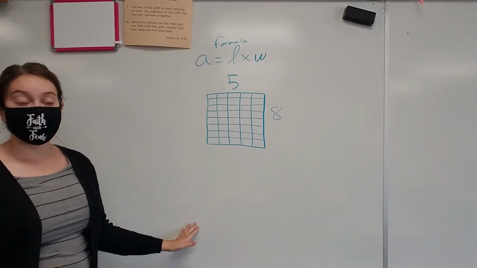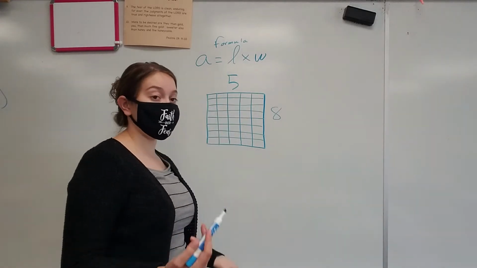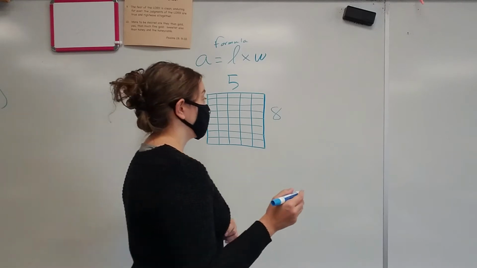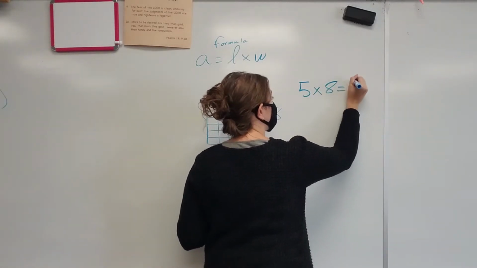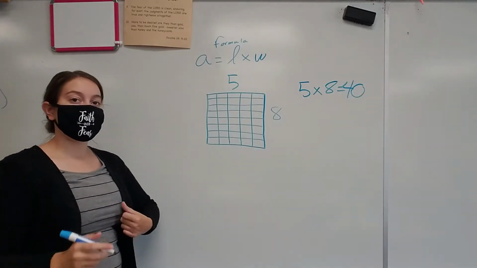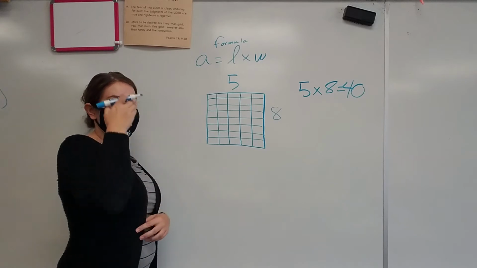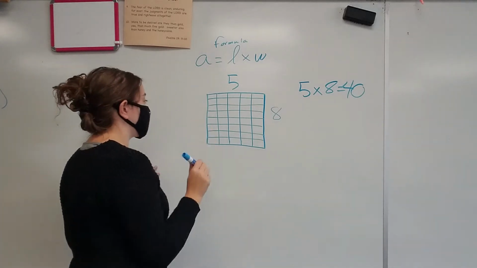Everyone look up here. So I already said we need to take length times width. So what is it? Mary? 40. 5 times 8 equals 40. Do you want to know how you can double check using the grid? How, Charisma? Count the squares.